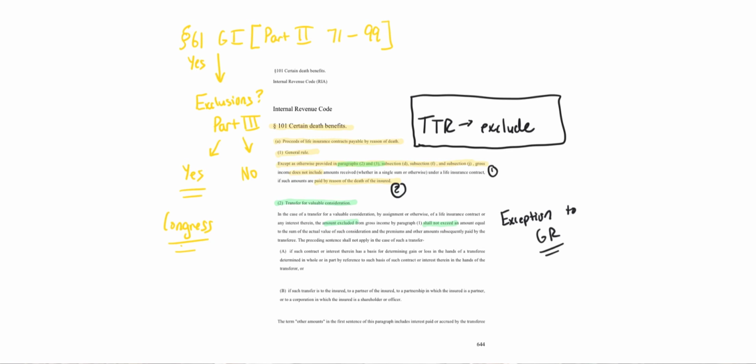Now you can go on, you can see these other exceptions. If you go to paragraph 3, you go to subsection D, subsection F, subsection J, you'll see these different exceptions to the general rule. All right? And you can see that.